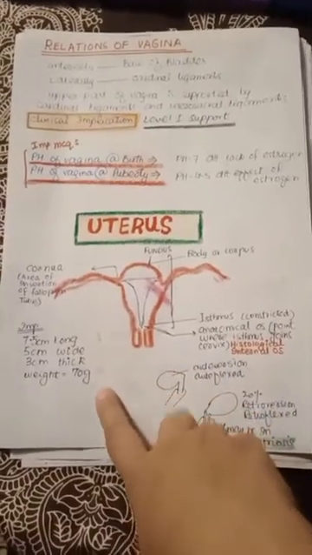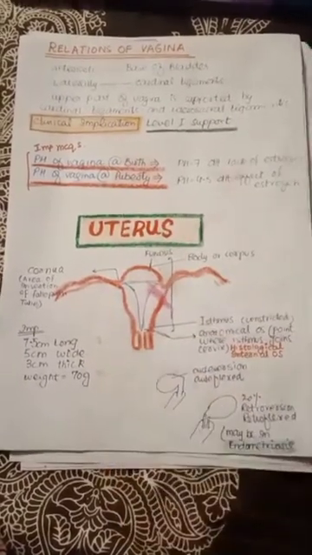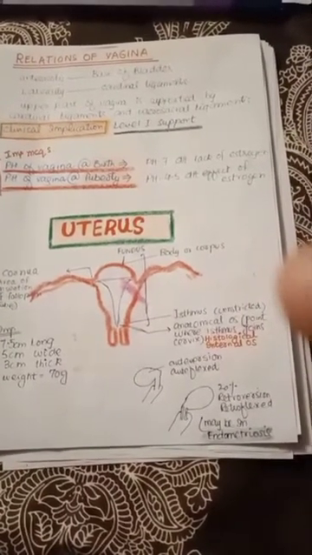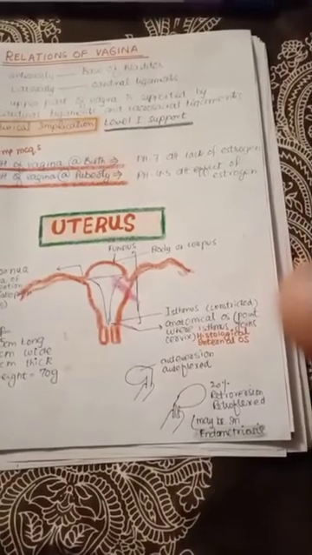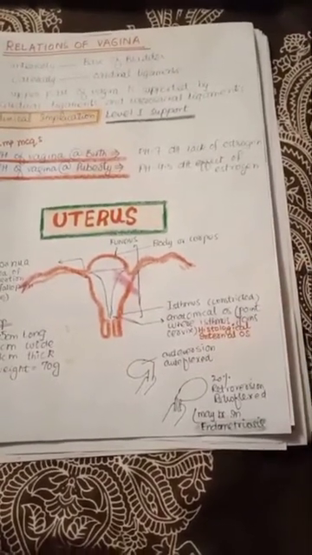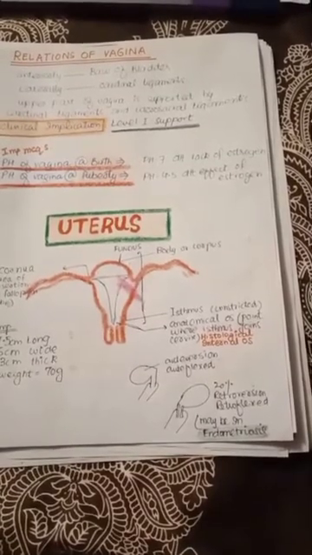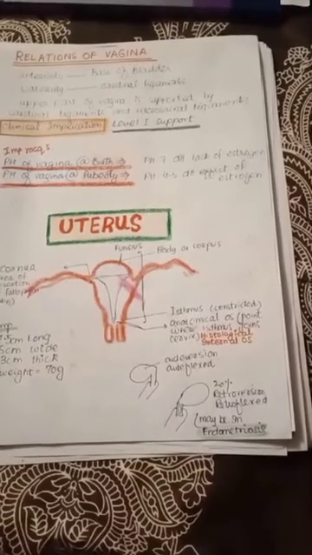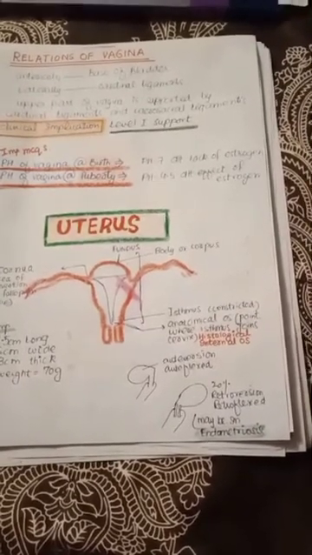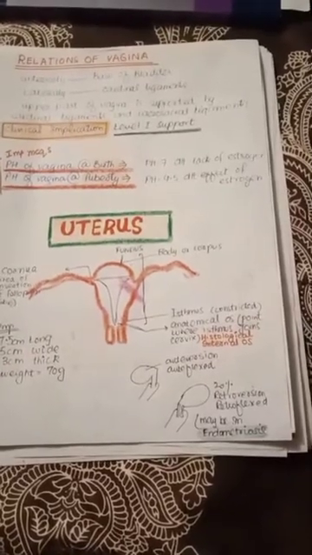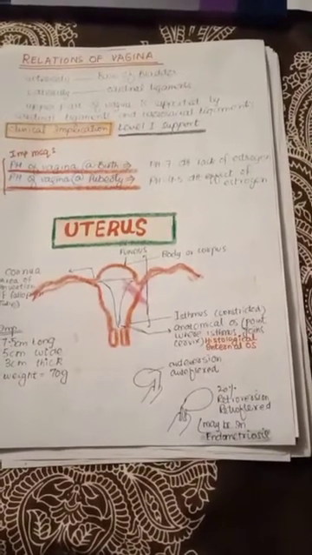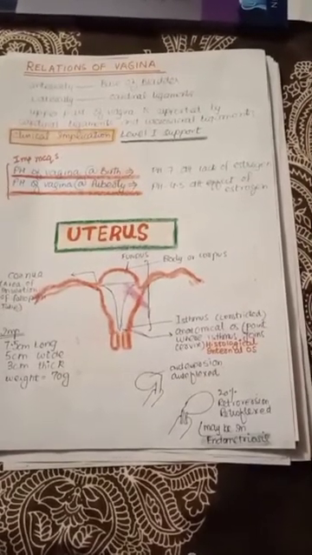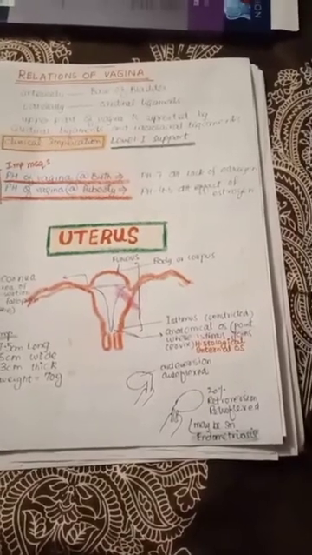The weight of the uterus is 70 grams. The position of the uterus is anteverted and anteflexed, and in 20% of patients the uterus is retroverted and retroflexed. This can be normal, present normally in 20% of patients, but it can also occur due to some pathologies. For example, in endometriosis, if there is fibrosis posteriorly, then a retroverted fixed uterus can be a diagnostic feature of endometriosis.